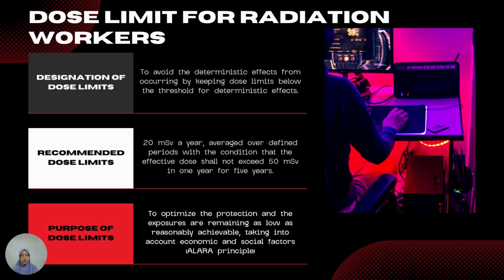The dose limit for radiation workers is designed to avoid deterministic effects from occurring by keeping those limits below the threshold for deterministic effects, and the recommended dose limits are 20 millisievert per year, averaged over defined periods, with the condition that the effective dose shall not exceed 50 millisievert in 1 year for 5 years.